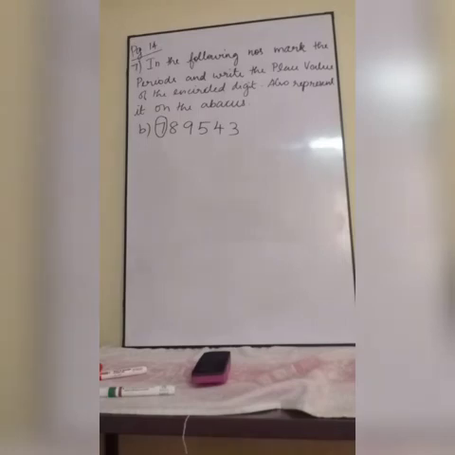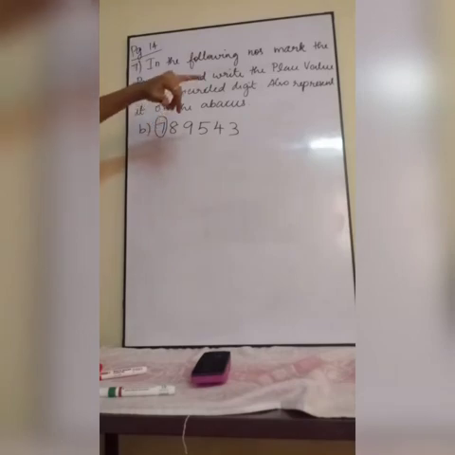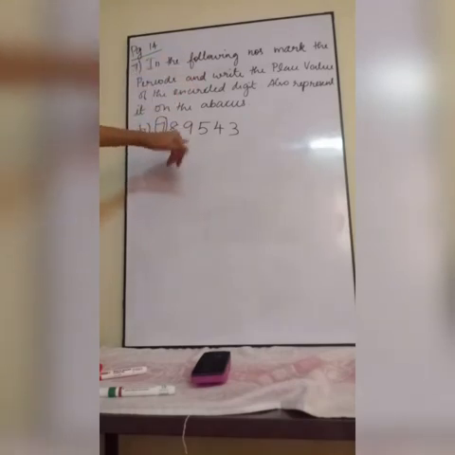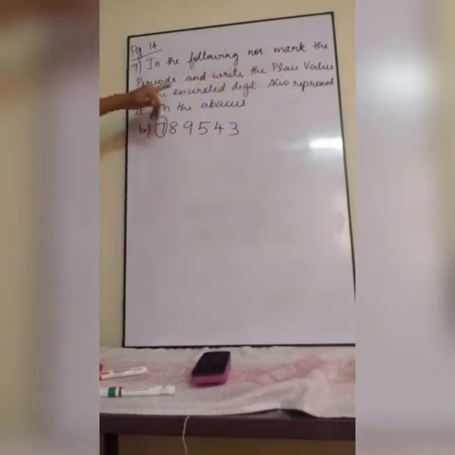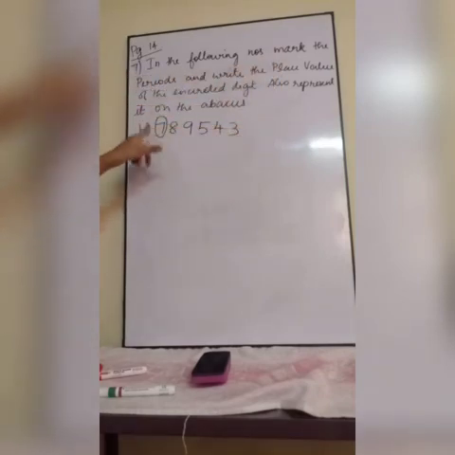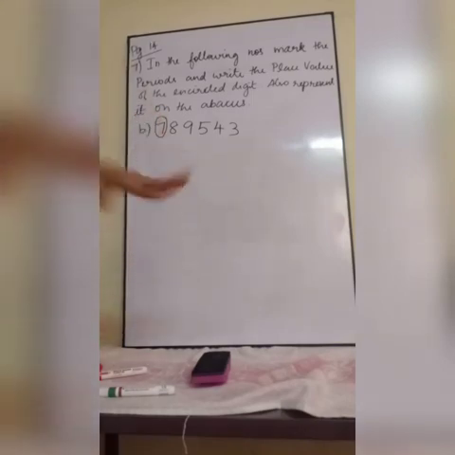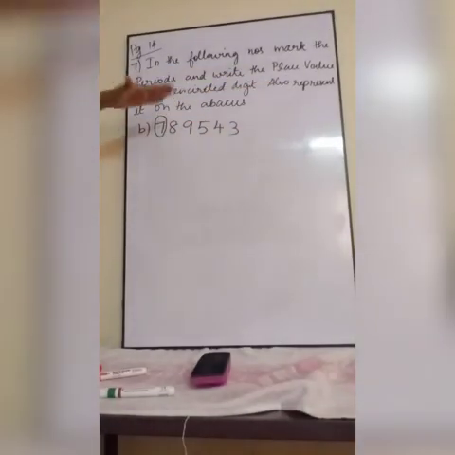In the following numbers, mark the periods. The number they have given, we have to mark the periods and write the place value of the encircled digit, as we have done before. Next, also represent it on the abacus. Then after that, what we have to do? We have to represent them in abacus.